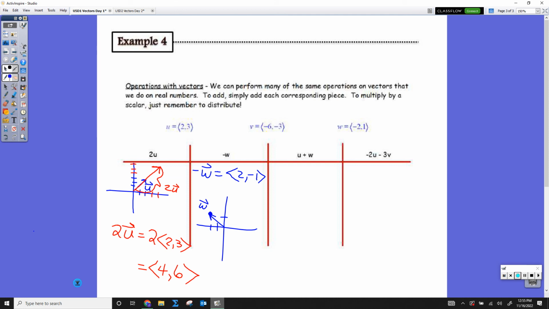Should have done that in red. Then negative W, which I'm going to highlight in red real quick to help with the color coordinating here. Where's that going to be? Right 2, down 1. There's negative W, which I didn't draw very well. But literally, what did it do to that W? Just make it go the opposite direction. Have we done that before?